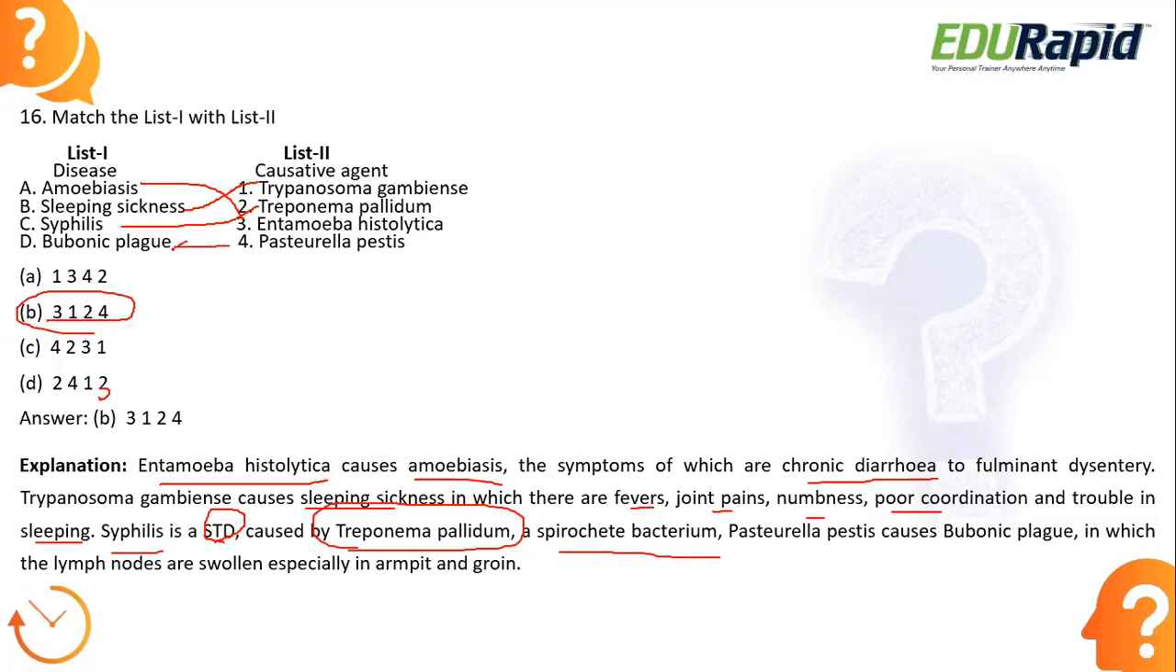Pasteurella pestis is the one that causes bubonic plague in an individual. Usually during a plague, the lymph nodes of the lymphatic system start swelling up. The swelling is concentrated specifically in the armpit region as well as the groin region. If the individual suffers from bubonic plague, the lymph nodes in the armpit and groin are the ones majorly affected. They will start swelling up. Okay, move to the next question.